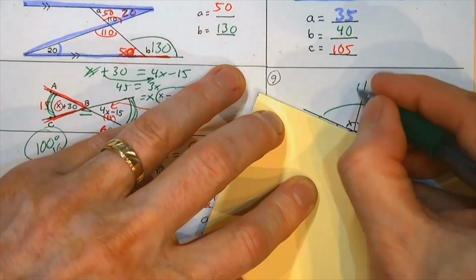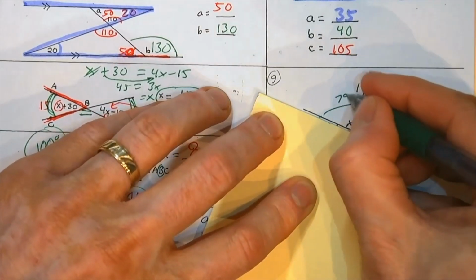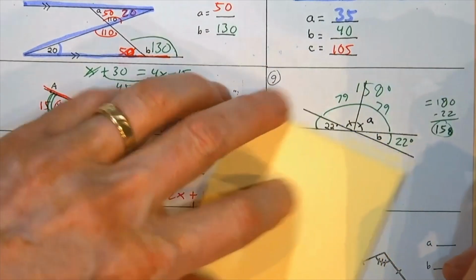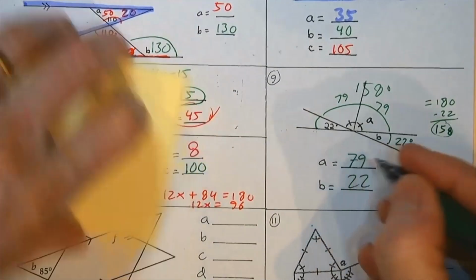This whole giant piece is 158, and somebody's chopped it right down the middle. So each one of these must be 79. So I can fill that in. A is 79, and B is 22.